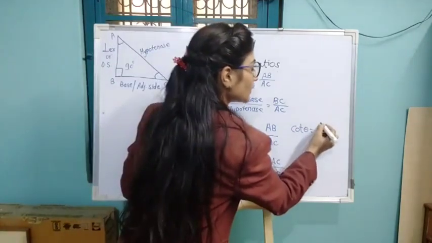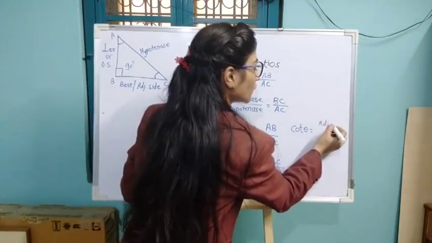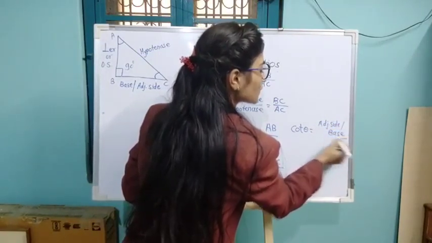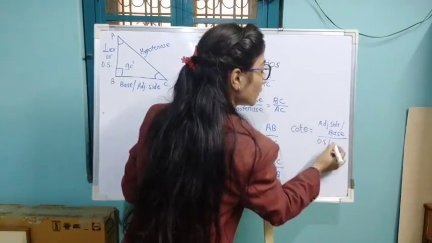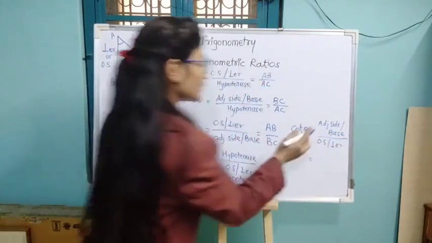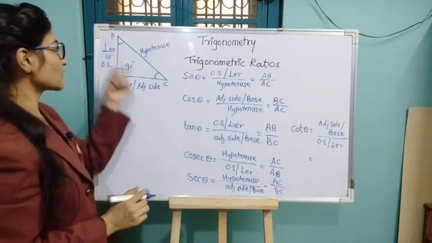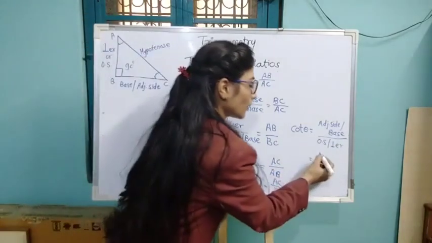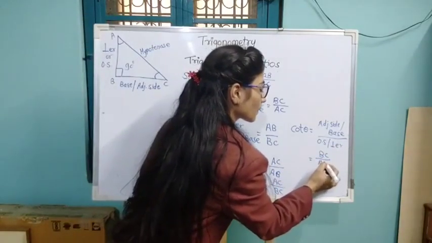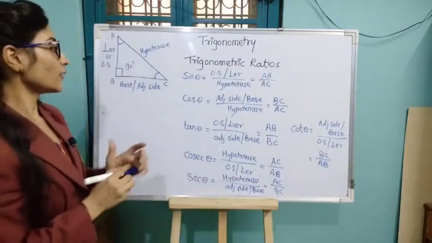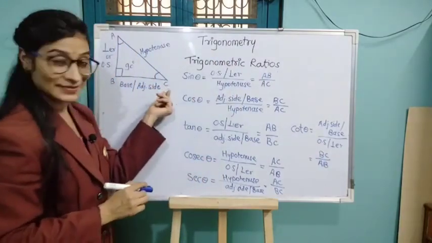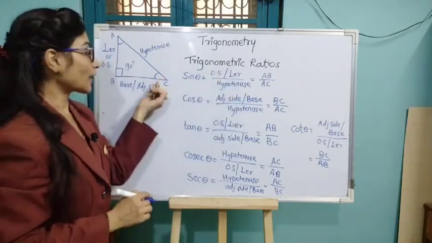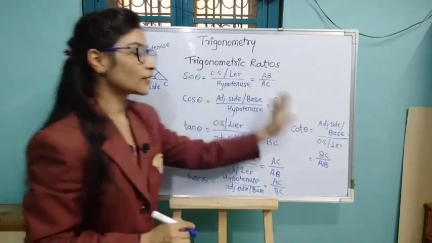How is it? This is the adjacent side, or we can say base, and if we divide this adjacent side or base by the opposite side or perpendicular, then we will get the ratio of cot theta. So the adjacent side is BC and the opposite side or perpendicular is AB. So BC upon AB is equal to cot theta. We are finding these trigonometric ratios for angle C. So for angle C, these are the trigonometric ratios.